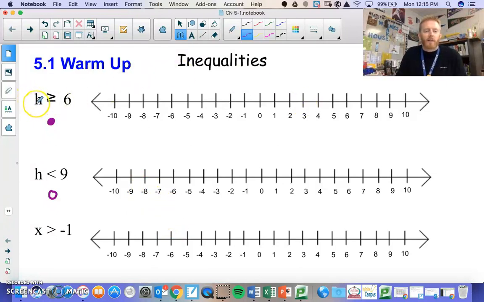So this one says h is greater than or equal to 6. So I'm going to put a closed circle at 6 because of the "or equal to," and shade everything to the right of it because those are the numbers that are greater than. H is less than 9. I'm going to have an open circle at 9, and everything that is less than it is to the left.